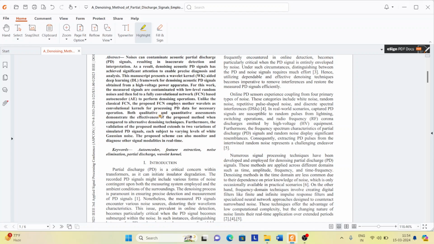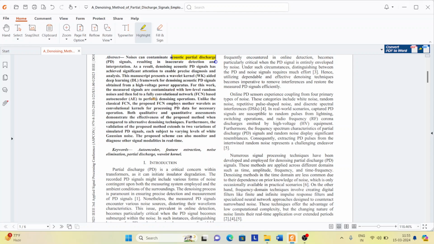Next one, I want to discuss some points that we have discussed in the paper. First, noise can contaminate the acoustic partial discharge signals, resulting in inaccurate detection and interpretation, so we have to denoise. As a result, denoising acoustic partial discharge has achieved significant attention to enable precise diagnostics and analysis. In this research paper, we have used a Wavelet Kernel-Aided deep learning framework to denoise the partial discharge signals obtained from high voltage power apparatus.